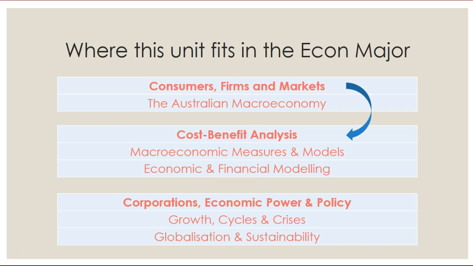What you can see here is there is a link, or links, between these 3 microeconomics units. There is content in consumers, firms and markets that will reappear in second year in cost-benefit analysis, and will also reappear in third year in corporations, economic power and policy.